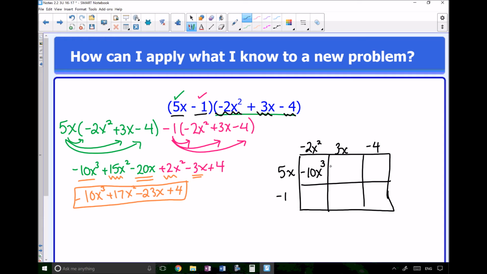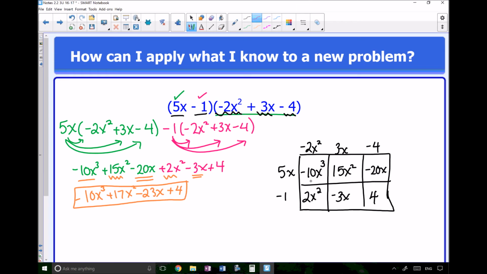This box is 5x by 3x, so I get 15x squared when I multiply them. This box is 5x by -4, which is -20x. This box is -1 by -2x squared, which is positive 2x squared. Then I've got a box that's -1 by 3x, so I get -3x. And then here I've got a box that's -1 by -4, which is 4.